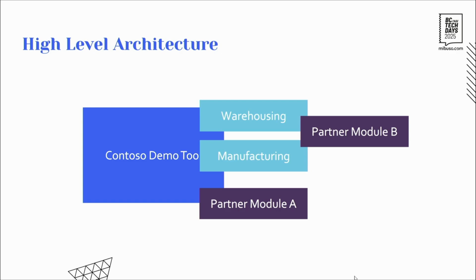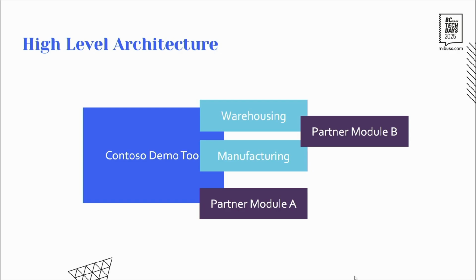Here is a very simplified view of how it looks. We have a warehousing module and a manufacturing module that are built by Microsoft. They are all separate modules. And imagine you are partner A, and you do not like whatever is shipped by Microsoft. That's perfectly fine. Build your own module directly on top of the demo tool, and then you'll be able to generate your demo data without all the distractions.